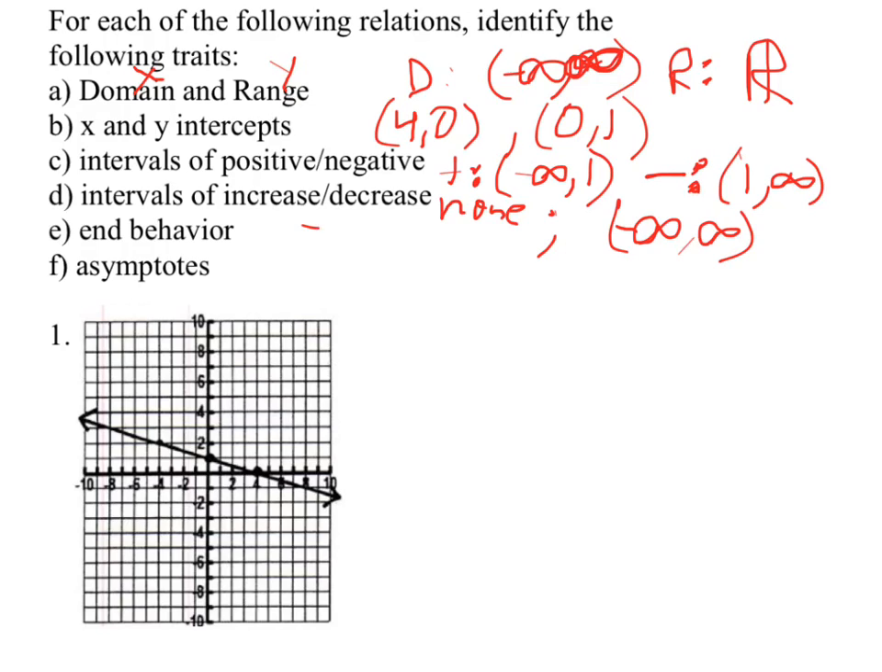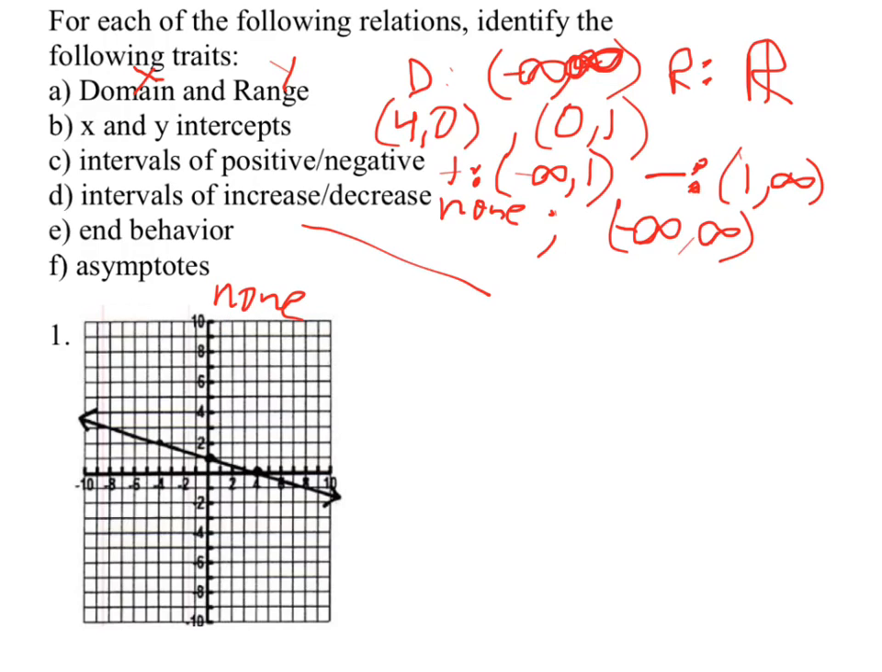The end behavior, I'm going to write that over here. Here, let me do the asymptote thing. Well, there's no asymptotes on this. There's no line it gets infinitely close to and doesn't cross. So that'd be none for this.